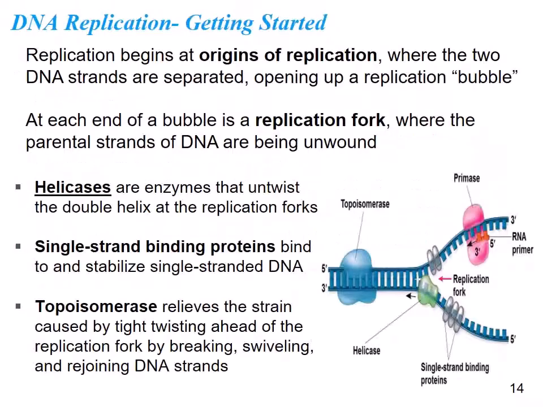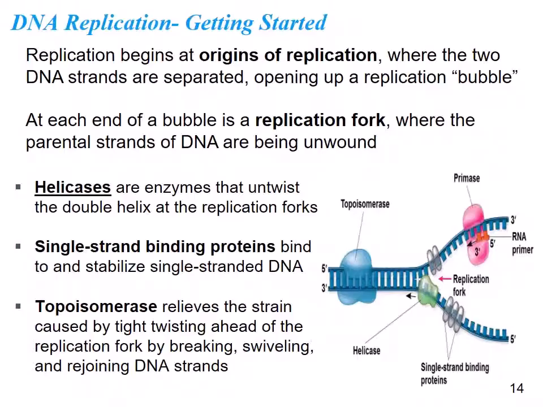So if we look at starting DNA replication, replication begins at something called an origin of replication, where 2 DNA strands are going to be separated and they're going to form a replication bubble. At each end of the bubble is something called a replication fork, where the parental strands of DNA are going to be unwound. Helicases are the enzymes that untwist the double helix at the replication forks, and then single-strand binding proteins are going to bind to, get this, single-stranded DNA, and that prevents the DNA from recombining.